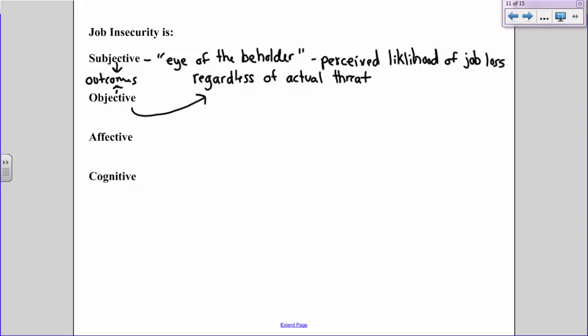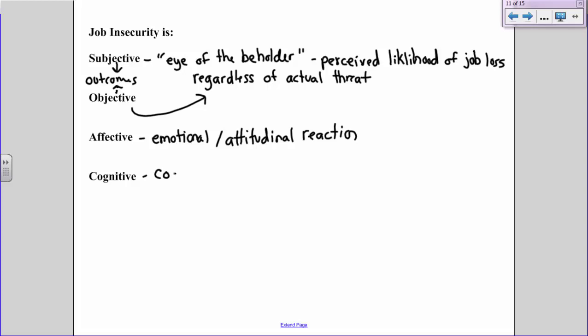There's also different types of job insecurity, different types of perceived or subjective job insecurity. So we have affective, which is really just about job insecurity reflecting an emotional or attitudinal reaction. So for example, an attitudinal or an emotional reaction to potential job loss would be concern or worry or anxiety.